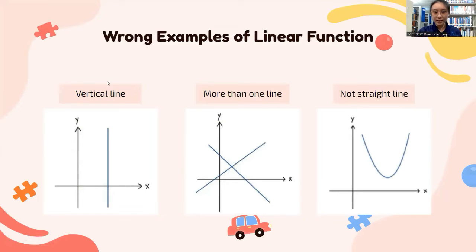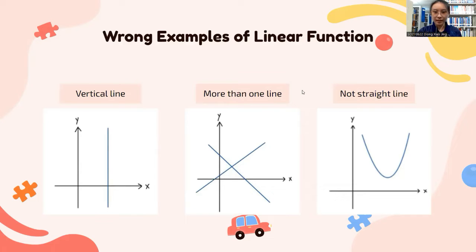And these are some wrong examples of linear functions. The first one, vertical line. Why can a vertical line not be a linear function? It is because each x has the same y value and more than one line.